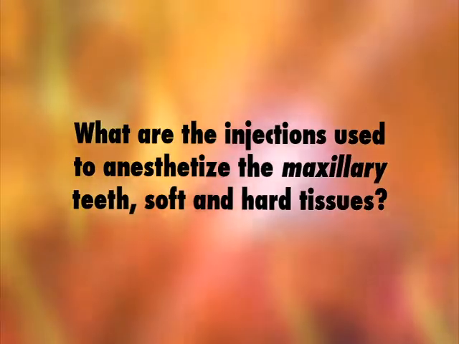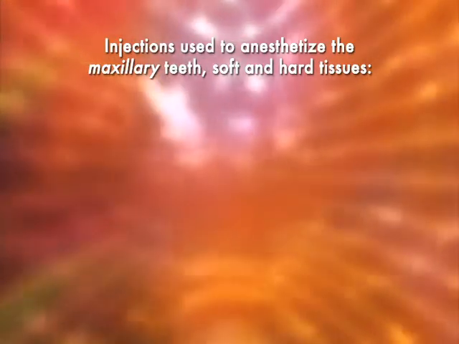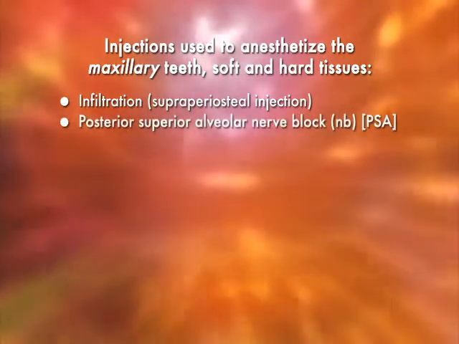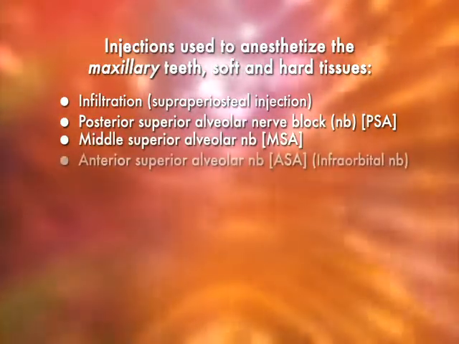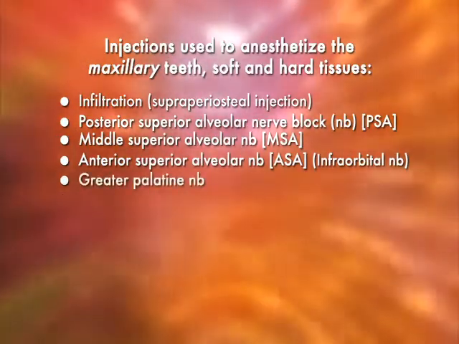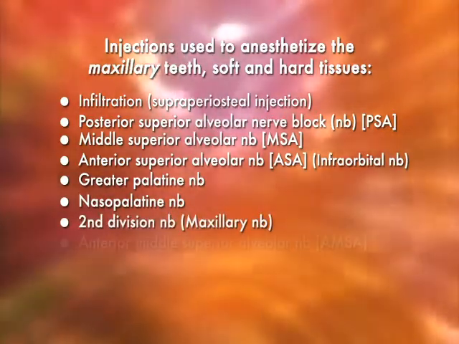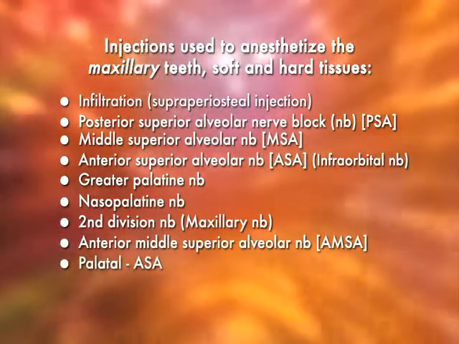What are the injections used to anesthetize the maxillary teeth, soft and hard tissues? We will now discuss the following injections which provide anesthesia to the maxillary teeth, their supporting hard and soft structures. Infiltration or supraperiosteal injection, posterior superior alveolar nerve block, middle superior alveolar nerve block, anterior superior alveolar nerve block, also known as the infraorbital injection, greater palatine nerve block, nasopalatine nerve block, the second division nerve block, the anterior middle superior alveolar nerve block, and a palatal approach to the ASA.